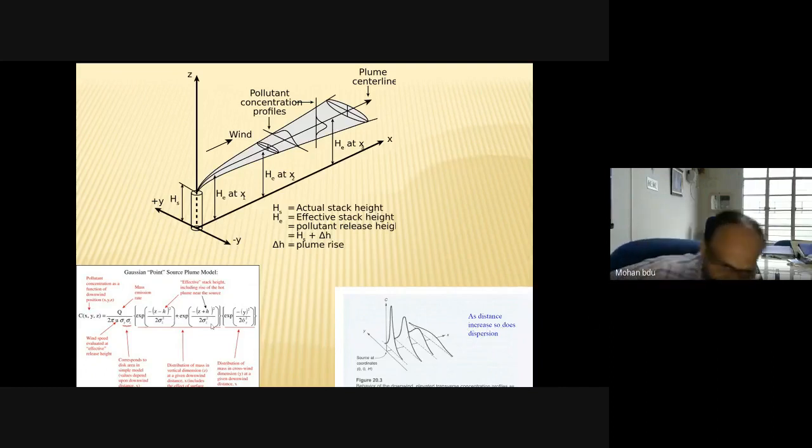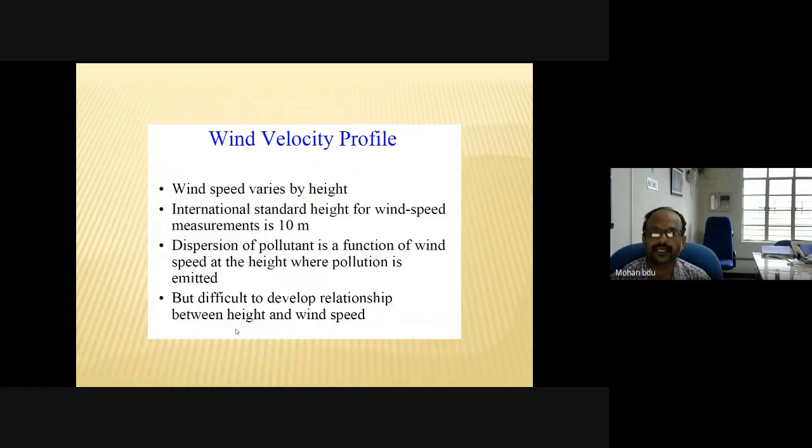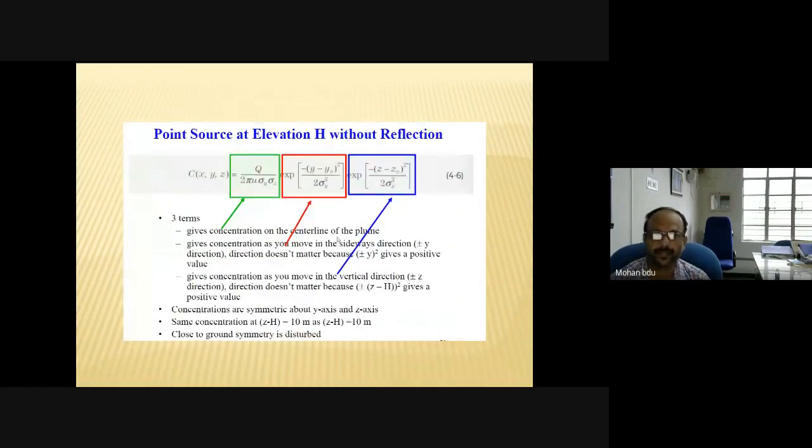So at a given point, you have the values. So this is the equation, and here the x, y, z, the C is the concentration at x, y, z, and the first formula is Q by 2 pi, and u is the wind speed, sigma is the standard deviation of wind direction, that is a coefficient, the dispersion coefficient. I'll come to that later. And this equation gives the concentration at the center line of the plume.